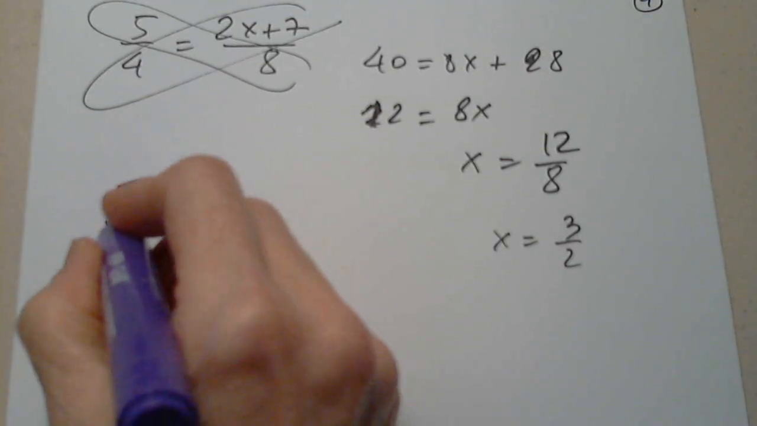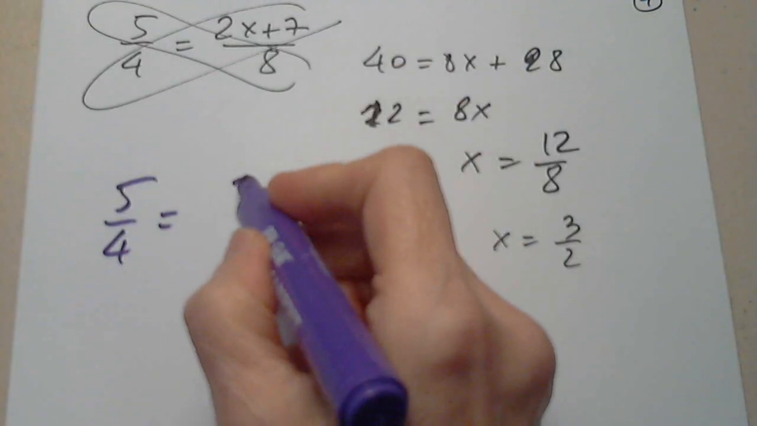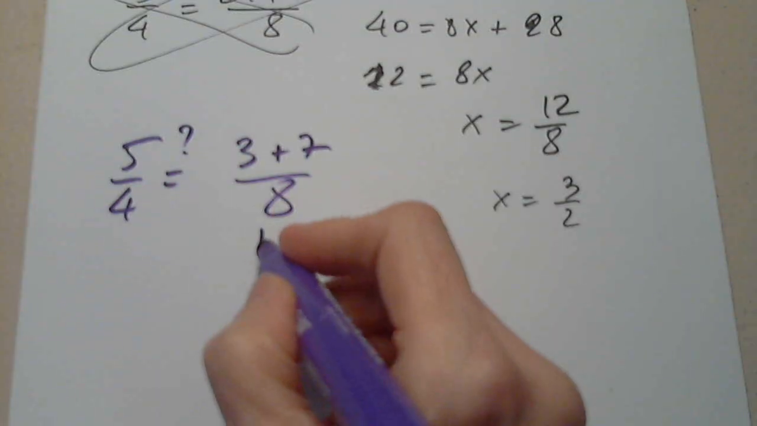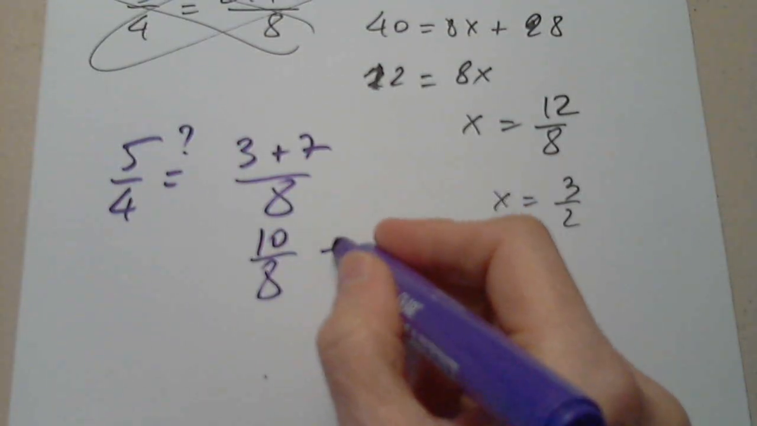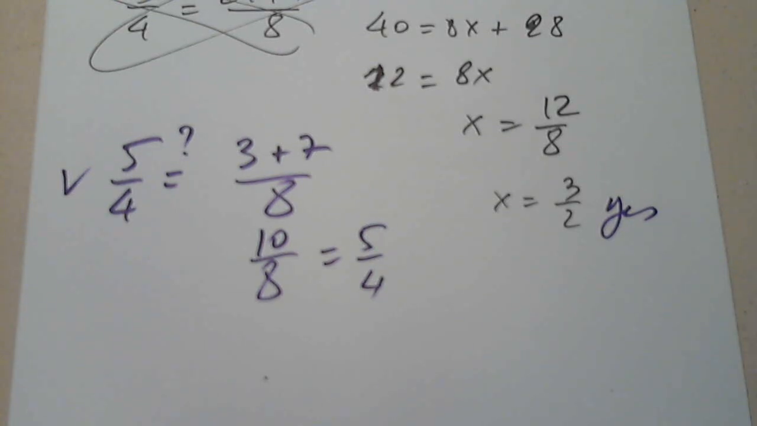I'm checking. So 2 times 3/2 is 3, plus 7, divided by 8. So this is 10 divided by 8. I simplify by 2 and I get 5/4. Yes, it is. Only now I enter the answer. I will not enter the answer before I check. Good.